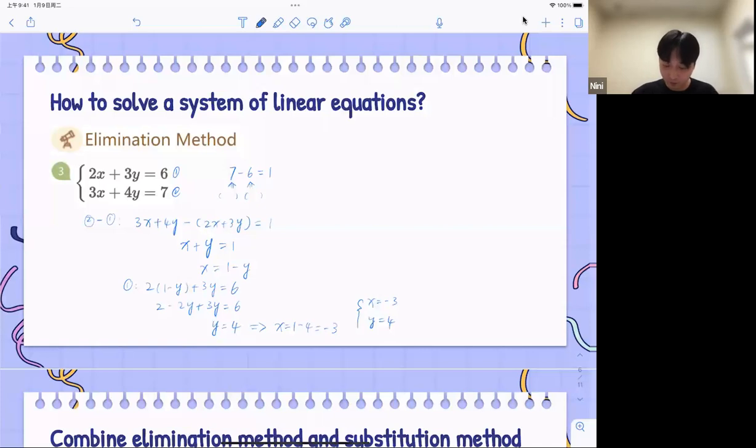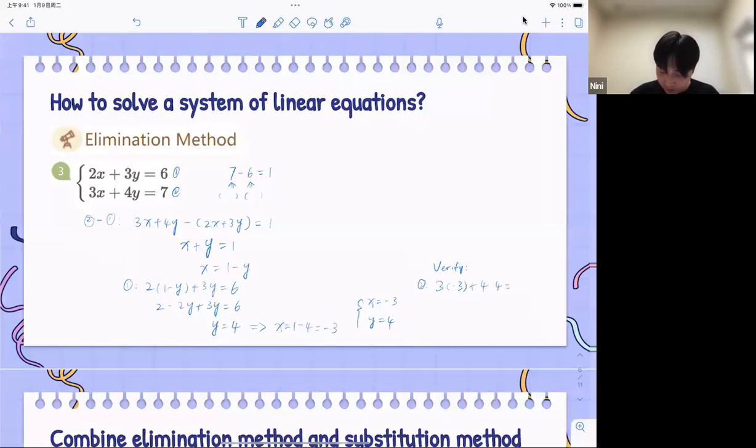So let's try to verify that. What we can do is put our results for both x and y into the second equation. So mark it down. This is the second one. So 4.